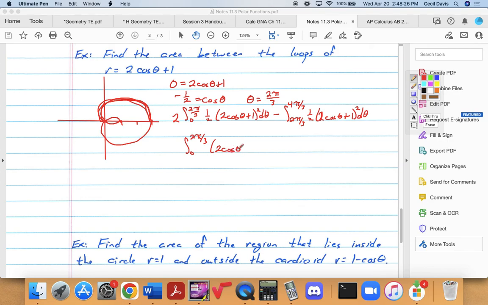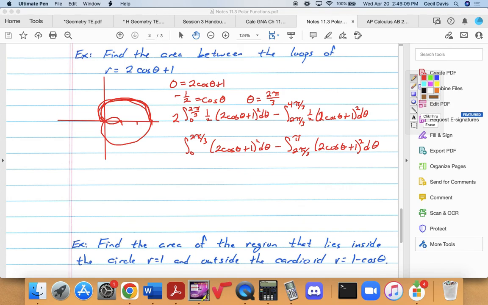of 2 cosine theta plus 1 quantity squared d theta minus, I could have just gone from 2 pi over 3 to pi. Multiply that times 2 so that the 1/2 goes away, and it's 2 cosine theta plus 1 squared d theta. Again, that's not something I would do by hand. On this test, it's all going to be calculator. So you're welcome to chuck that into your calculator.